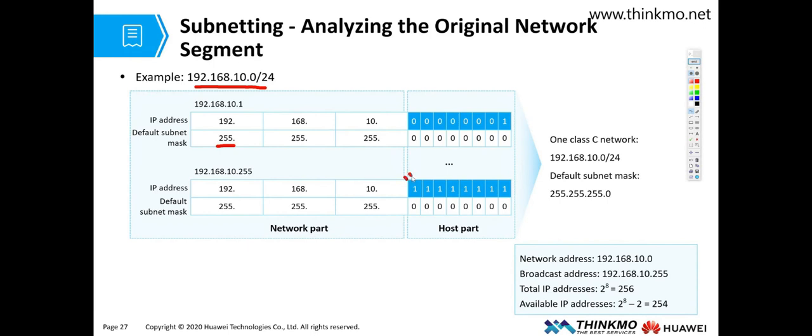The 8 ones converted to decimal is 255, so here we can calculate its network address as 192.168.10.0 and 192.168.10.255, which are its network address and our broadcast address, respectively. Now, the total number of IP addresses is 2 to the power of the number of host bits, which means 2 to the power of 8 is 256.